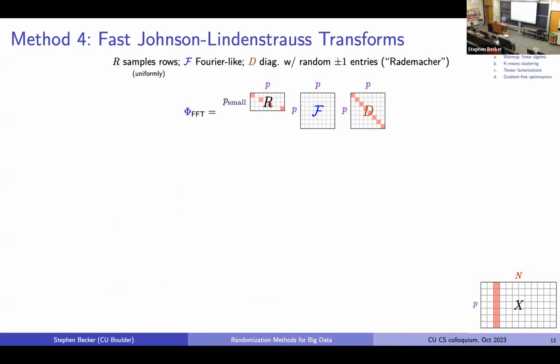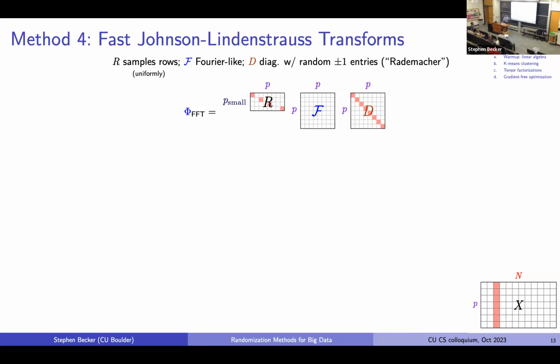So what does that mean? It's going to be the multiplication of these three matrices together. D is a diagonal matrix with plus and minus ones at random on the diagonal, and we'll call those Rademacher random variables. If I multiply this times a vector, that's really fast because it's diagonal, so that's linear time. Then I have a Fourier matrix, really any unitary matrix.